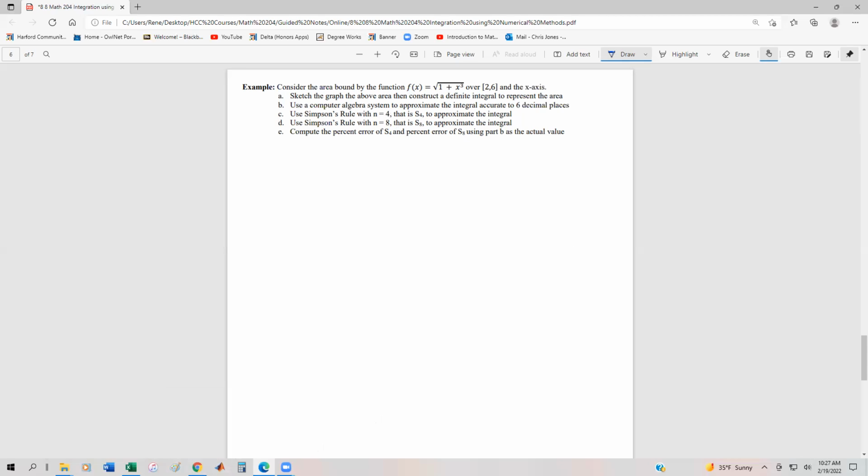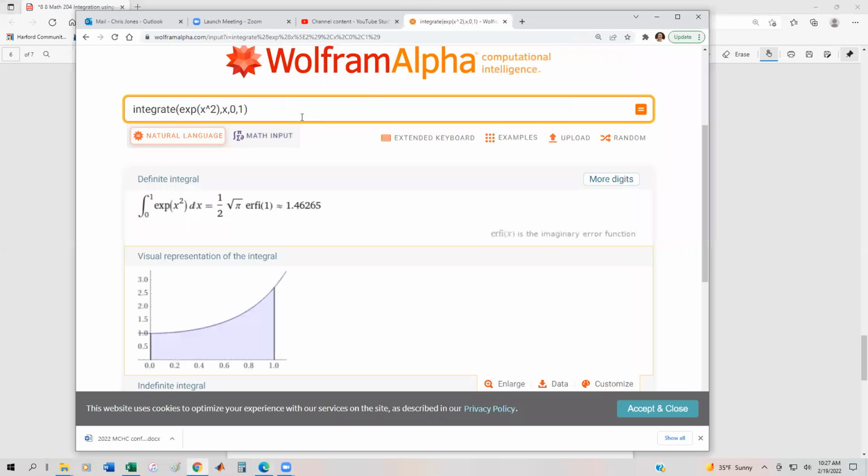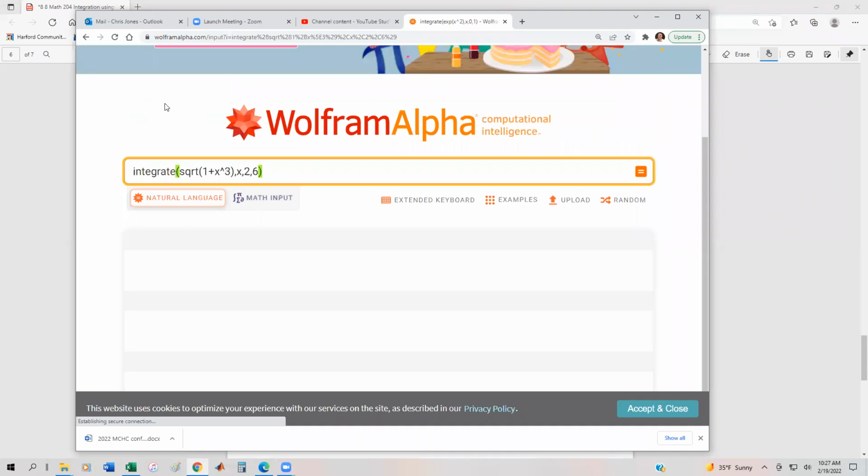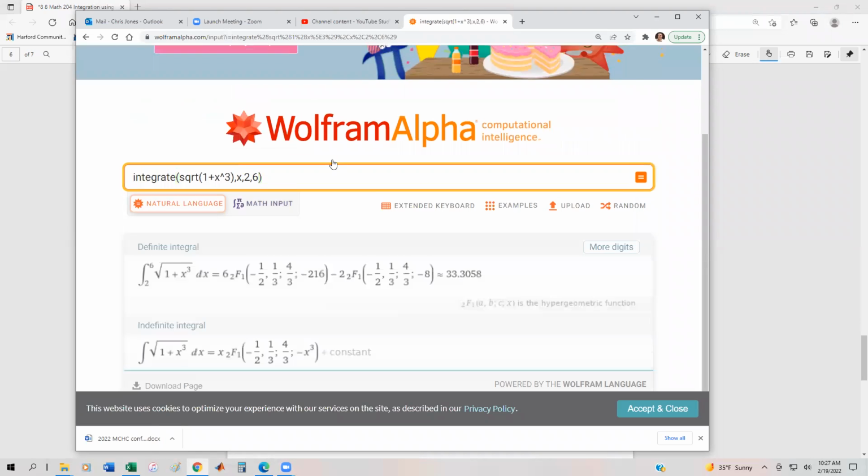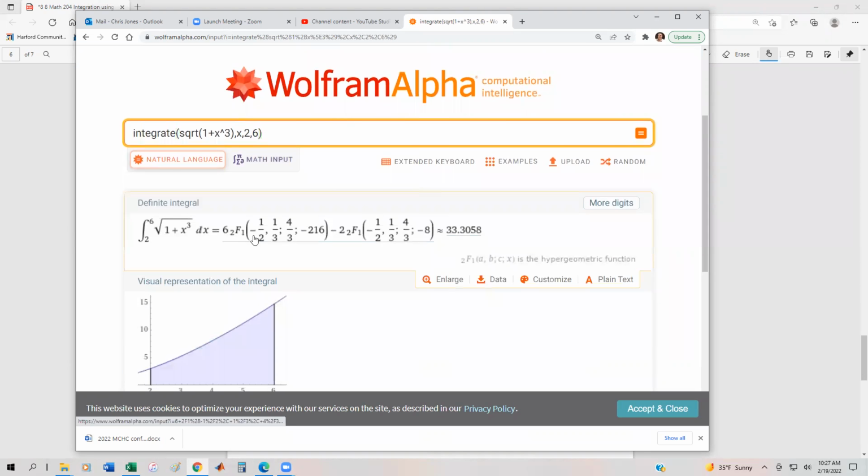Just like we did in the previous videos, let's use Wolfram Alpha to approximate this. We're going to have the square root of 1 plus x, and I missed a parenthesis here. So square root of 1 plus x cubed, and we're going from 2 to 6. Those are our bounds. It gives us some sort of sequence with these parameters in here, but really, we're just interested in this.